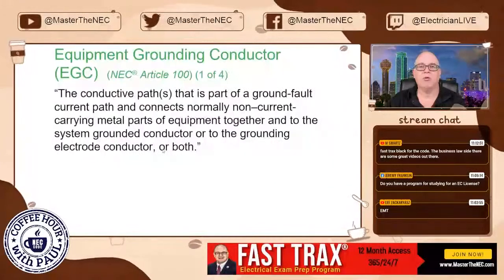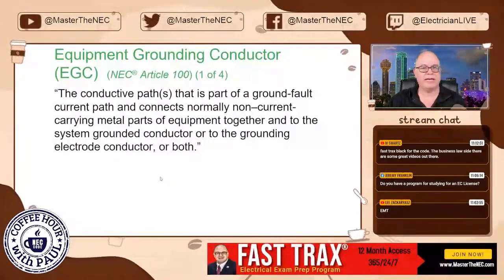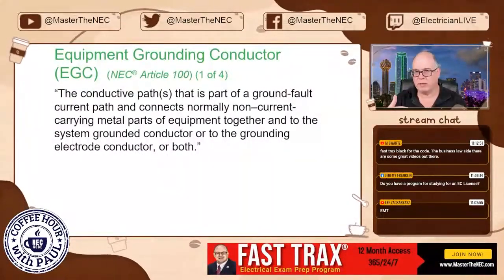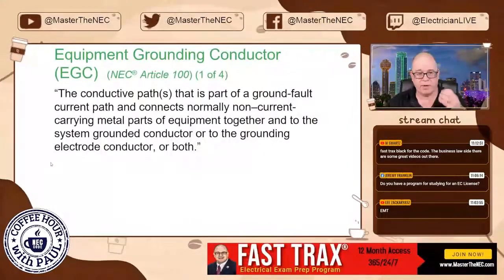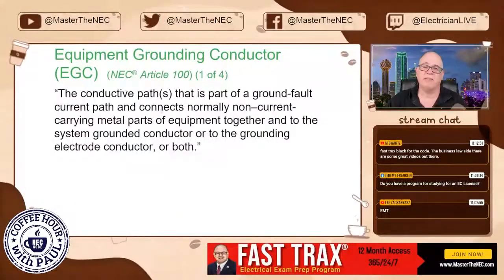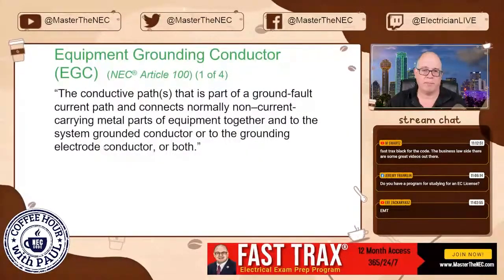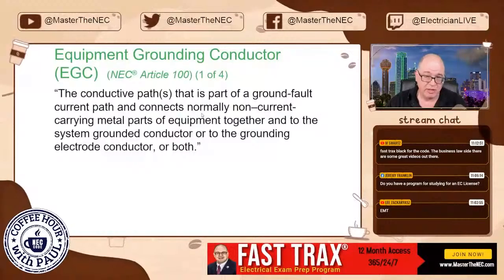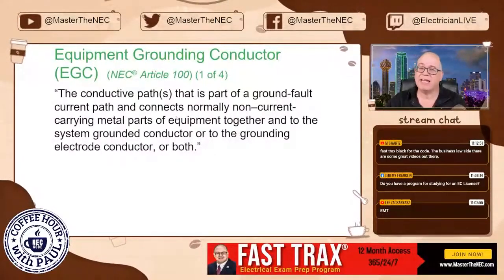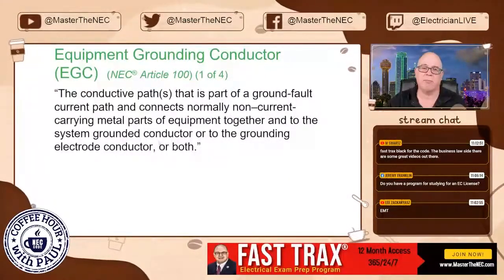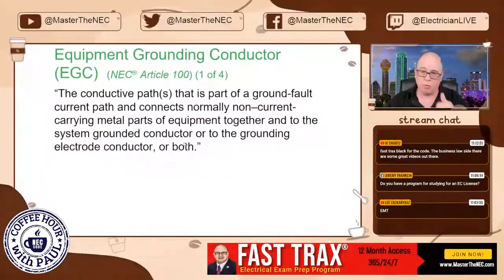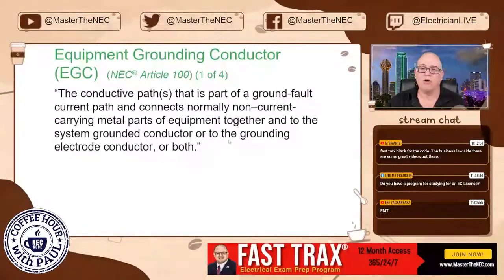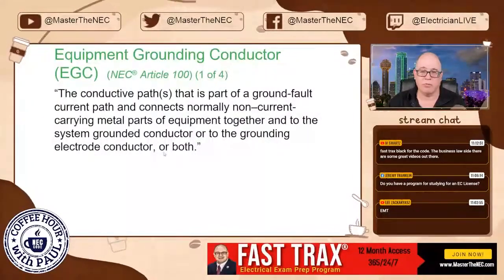All right, equipment grounding conductor. Probably the one you encounter the most. And 250.122, when we get to that one in this series, we're going to get deep into that, whether it's parallels or whatnot. It's a conductive path that is part of the ground fault current path and connects, I should say bonds, normally non-current-carrying metal parts of equipment together and to the system grounded conductor all the way back to the source, or to the grounding electrode conductor, or both, okay?